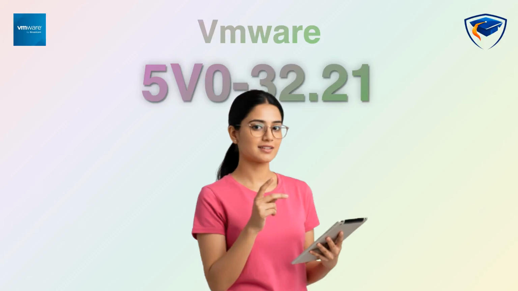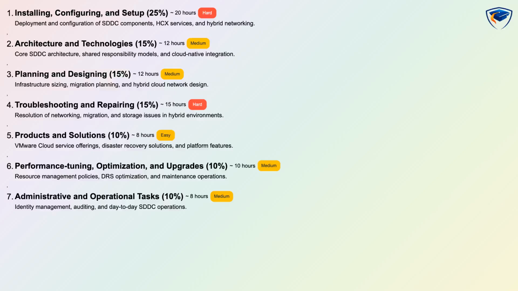This script explains the syllabus for the VMware Cloud Provider Specialist exam in a clear and practical way. The exam is divided across 7 domains with exact weights you need to know. Installing, configuring, and setup is 25%, architecture and technologies 15%, planning and designing 15%, troubleshooting and repairing 15%, products and solutions 10%, performance tuning, optimization, and upgrades 10%, and administrative and operational tasks 10%. Each domain has a stated difficulty, estimated learning time, and assessment type, and I will walk you through what you must learn in each area.